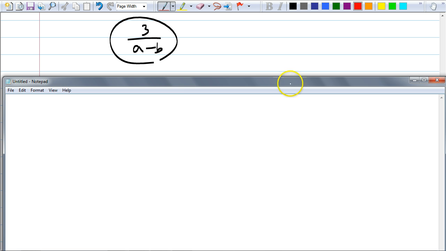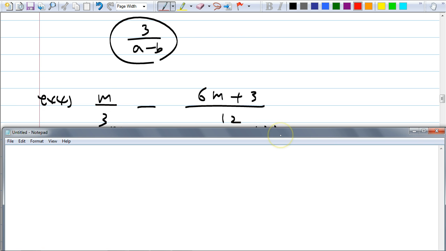Okay, let's look at the next example. This one is a little bit different than the ones we did, because now look at what we have: m over 3 minus the fraction 6m plus 3 over 12. What's the difference in this one? Do you see any difference in this problem versus the other ones? Yeah, we don't have a common denominator, whereas in the other ones the denominators were opposites of each other. This time they're just different, 3 and 12.